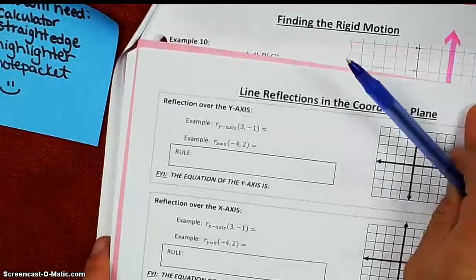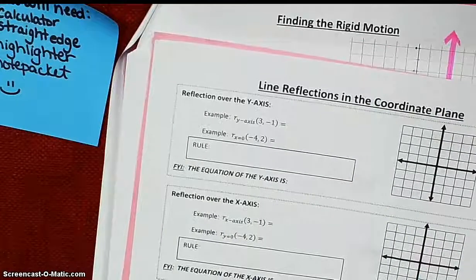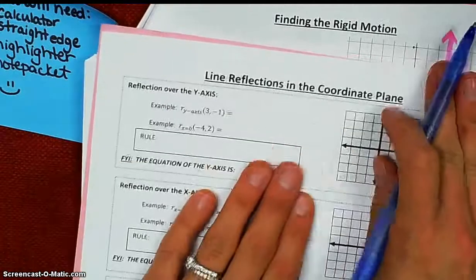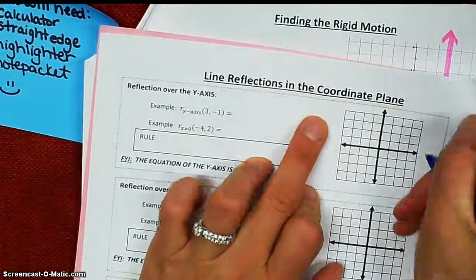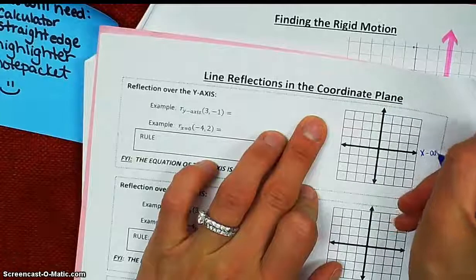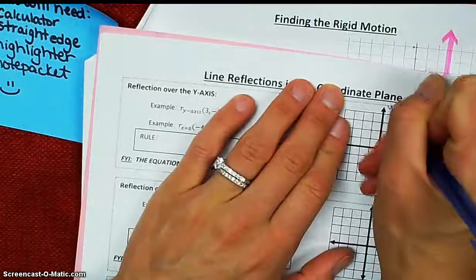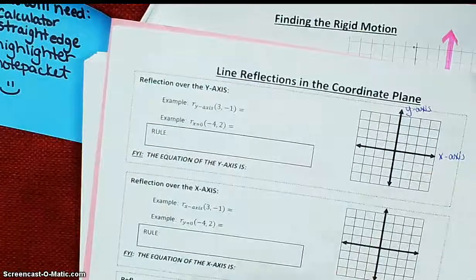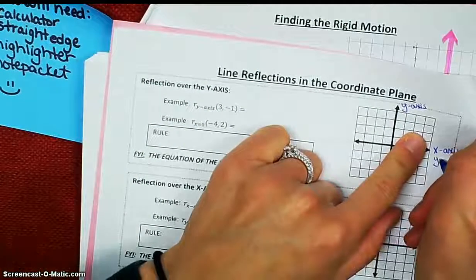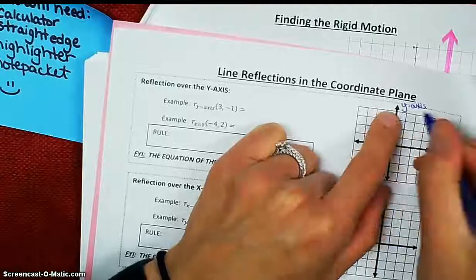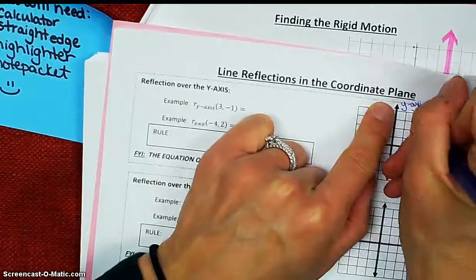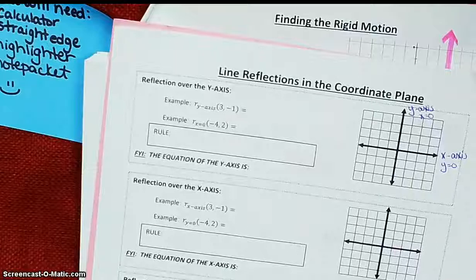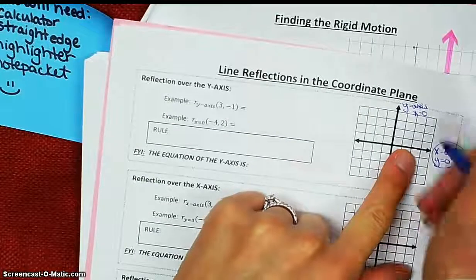Okay, so the first one we're going to do is we're going to learn how to reflect points over the y-axis. So let's take a look here. On our coordinate system, we have the x-axis, we have the y-axis. Now, another name for your x-axis is the equation y equals 0. And your y-axis is the equation x equals 0. Okay, so those can be used interchangeably. They mean the same thing.